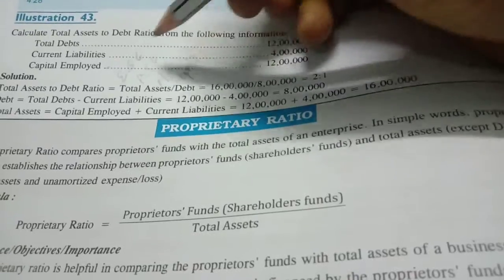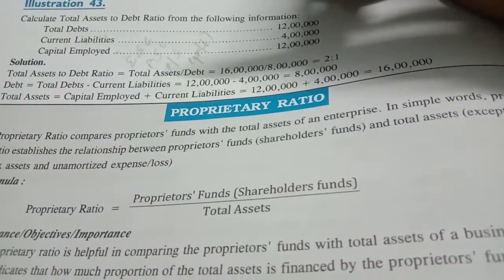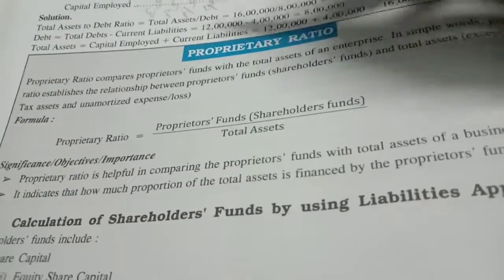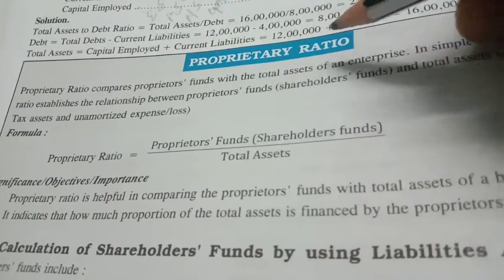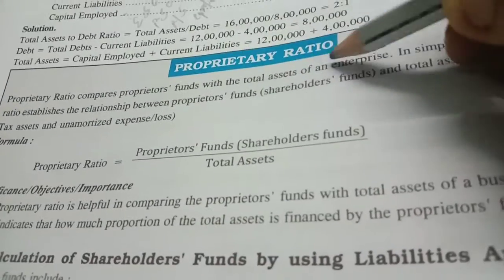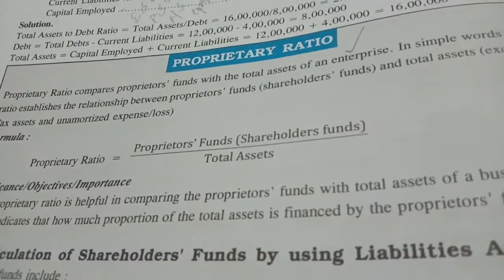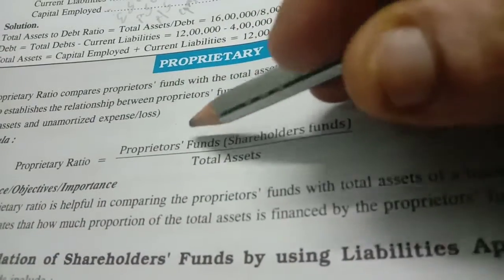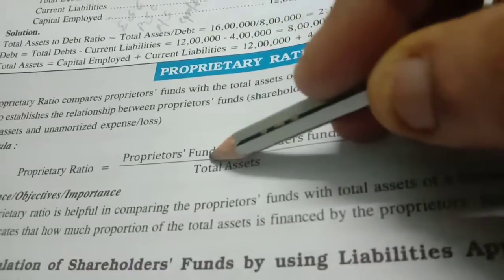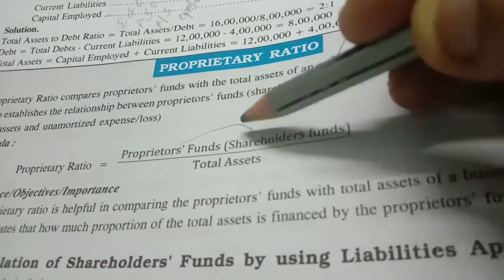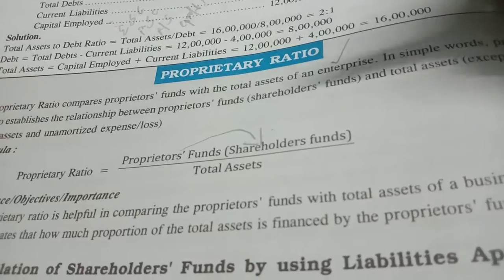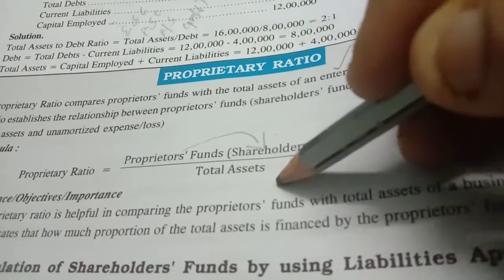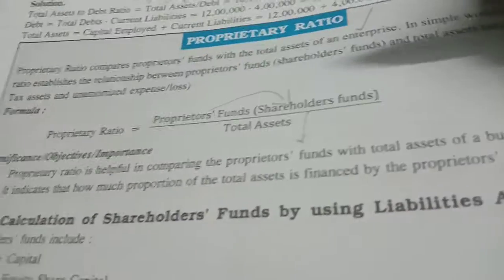All these items are called the capital employed. Okay, the next one is the third ratio in the solvency ratios, the proprietary ratio. From the name itself, it is very clear what the formula is: proprietors' fund. Proprietors are called the shareholders. So shareholders' funds divided by total assets.